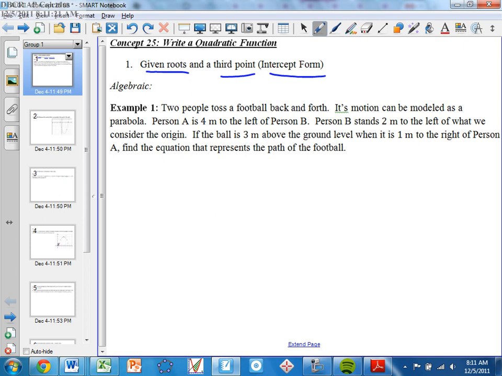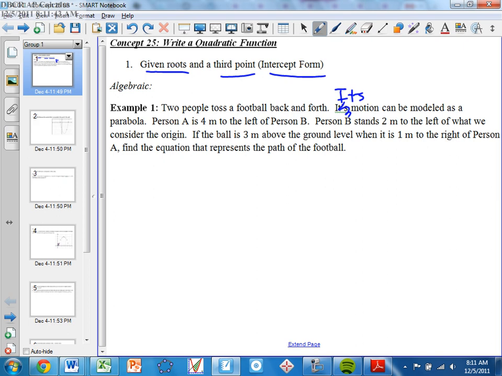Can I get a reader? Vanessa, give me the first sentence, please. Two people tossing the ball back and forth. There you go. Second sentence. Okay, it can be modeled as a parabola.